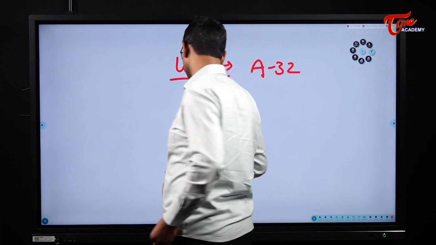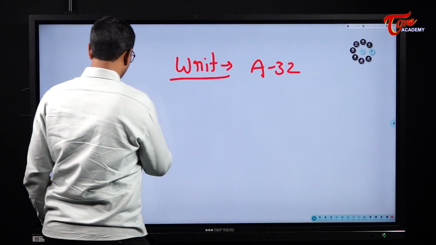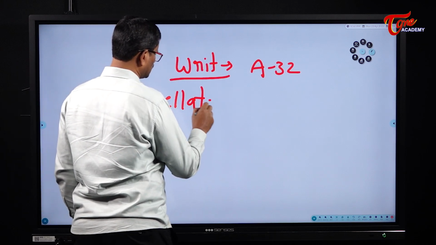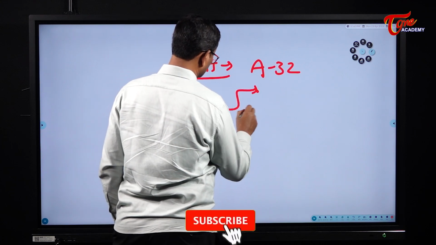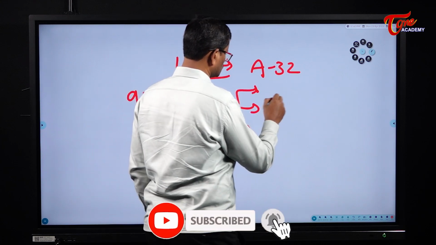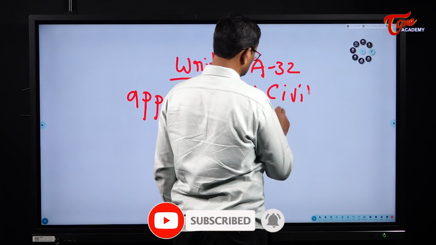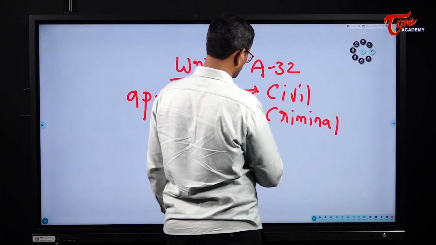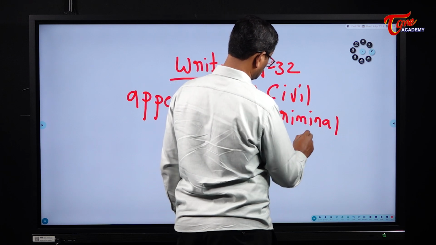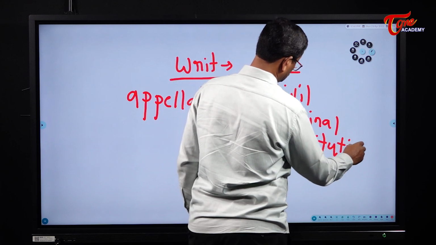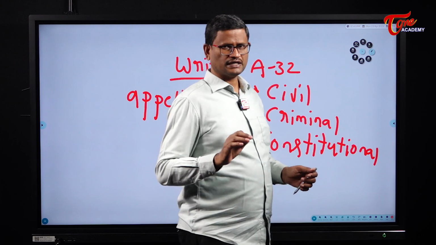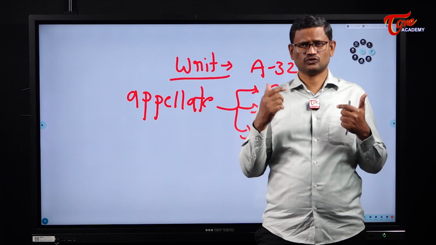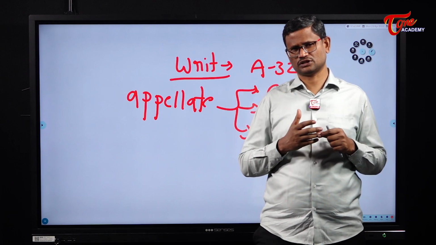In addition to that, we also have appellate jurisdiction. This is again divided into 3 categories: civil, criminal, and constitutional. So civil cases which were decided below the Supreme Court, they can go on appeal before the Supreme Court. That is called civil appellate jurisdiction.